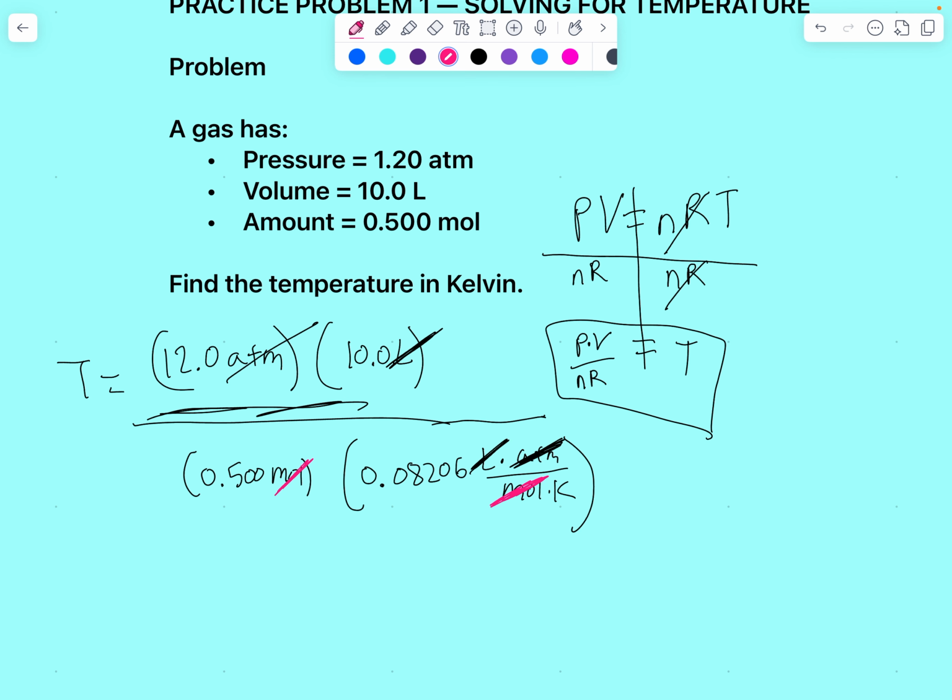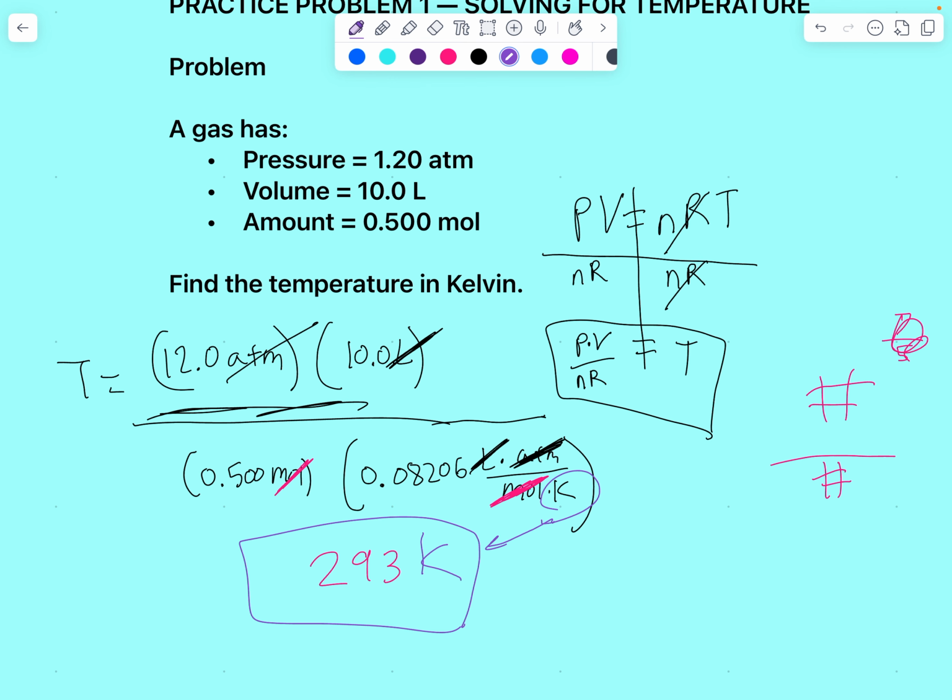So I know I set all of this up correctly. When I do this on my calculator, I multiply the numerator, and I multiply the denominator across. I do 12 times 10, and I get that number, I write it here, and then I get another number from doing 0.500 times 0.08206. That's the proper way to type it in the calculator. So by doing that on my calculator, I got 293 Kelvin. Because temperature is already in Kelvin, we are done.